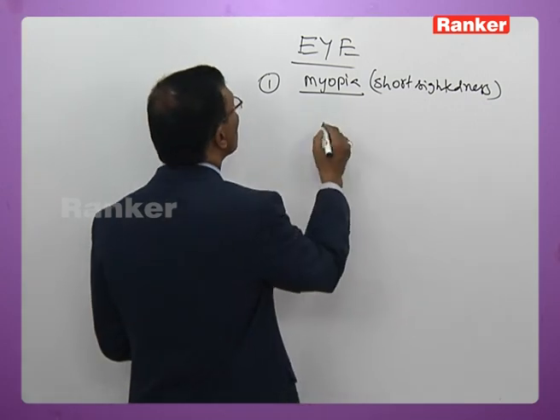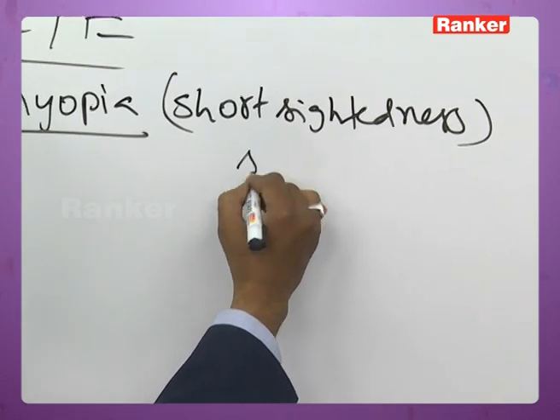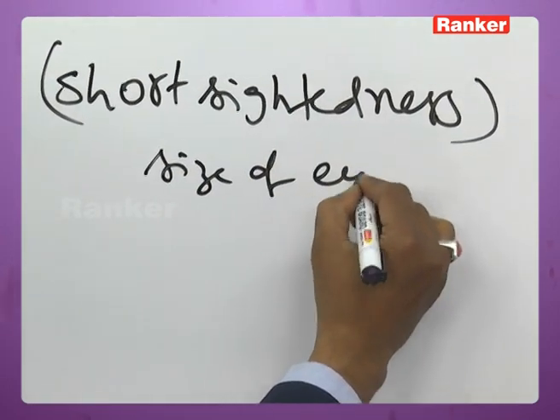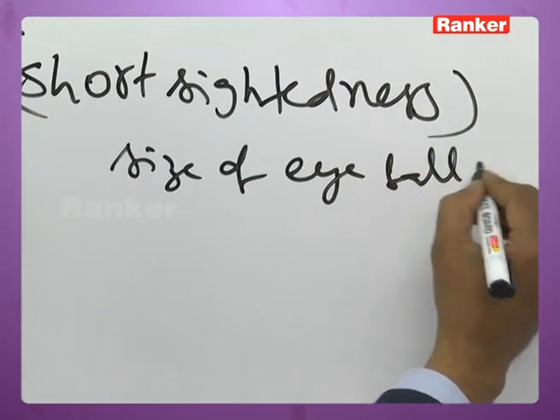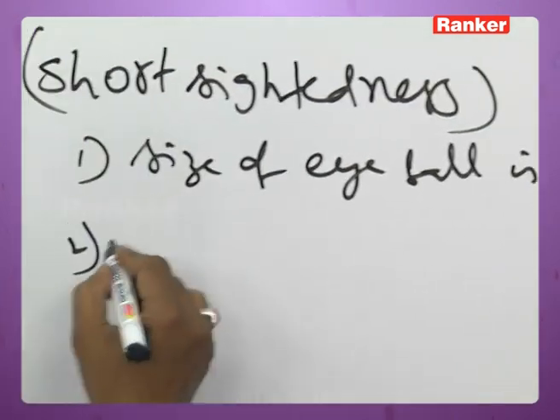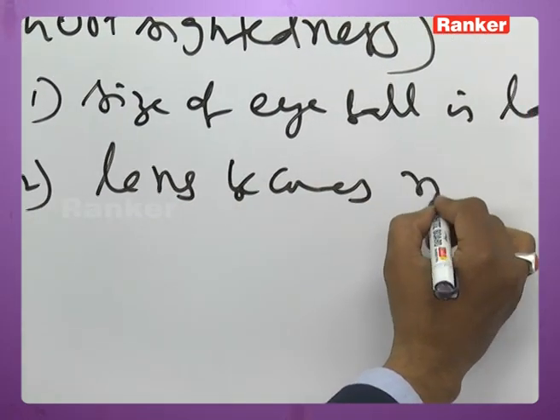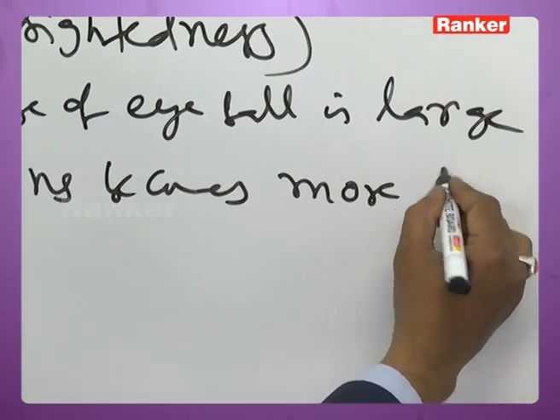Distant objects cannot be seen because there are two reasons. Number one, the size of the eyeball increases. Another reason is the lens becomes more convex.